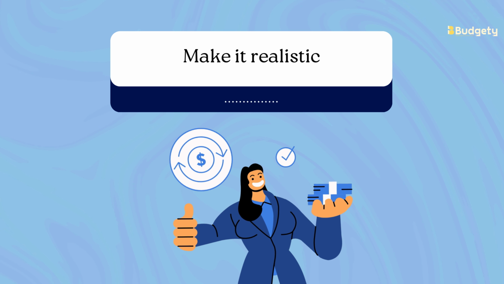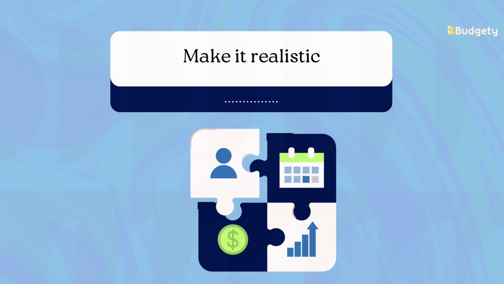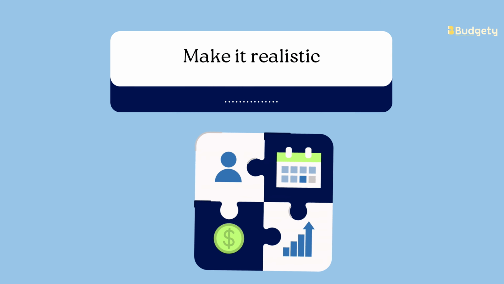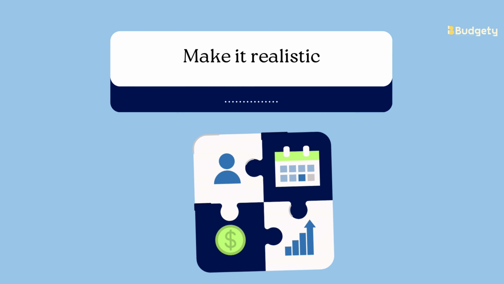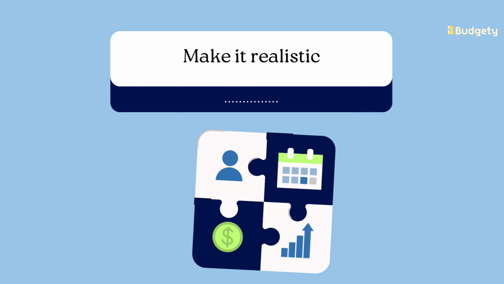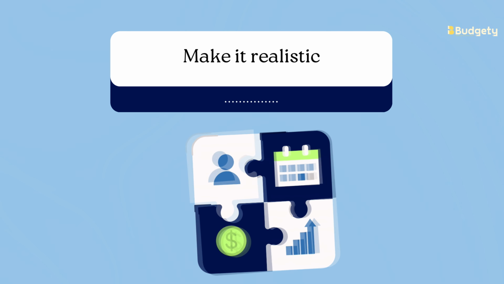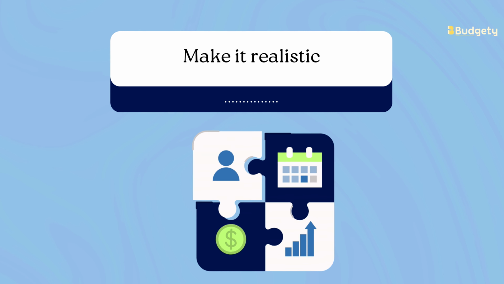Quick note here: make your budget realistic. Don't slash your budget unrealistically. If you've always spent $200 on groceries, you can't magically cut it down to $70. And add a small buffer for irregular expenses, like car repairs or gifts. Unexpected expenses are unexpected, but you can plan for them.